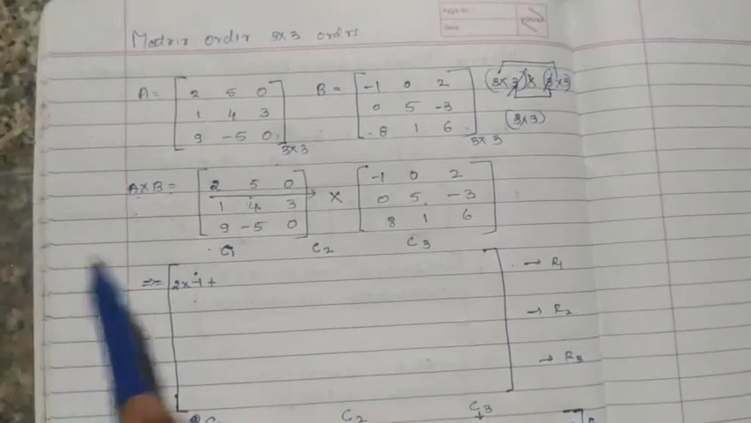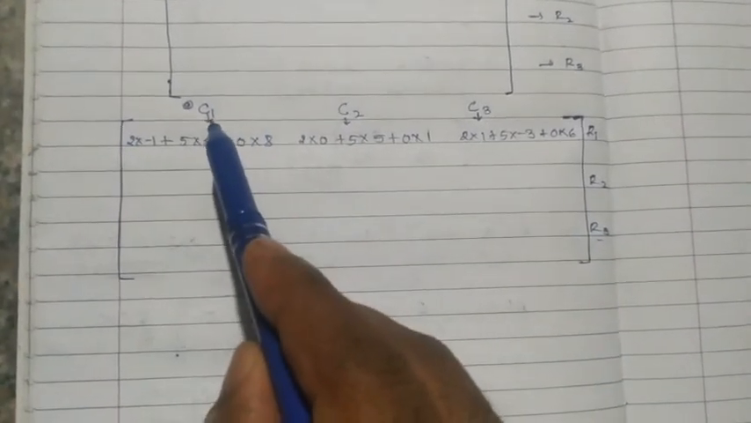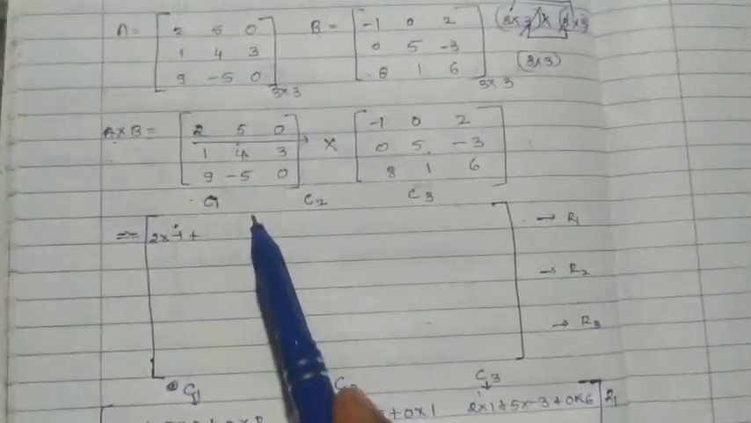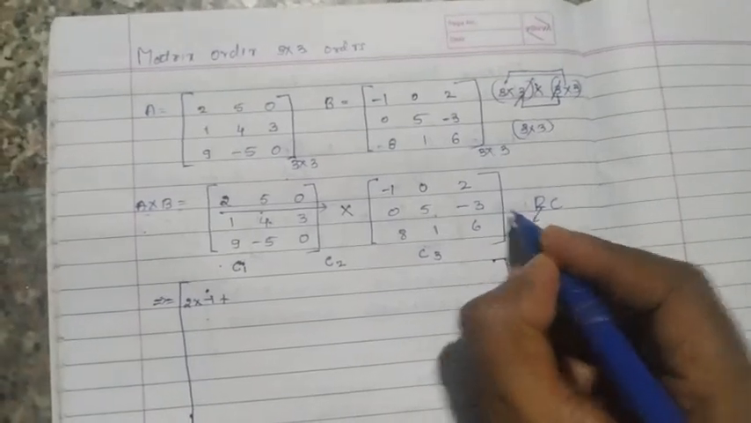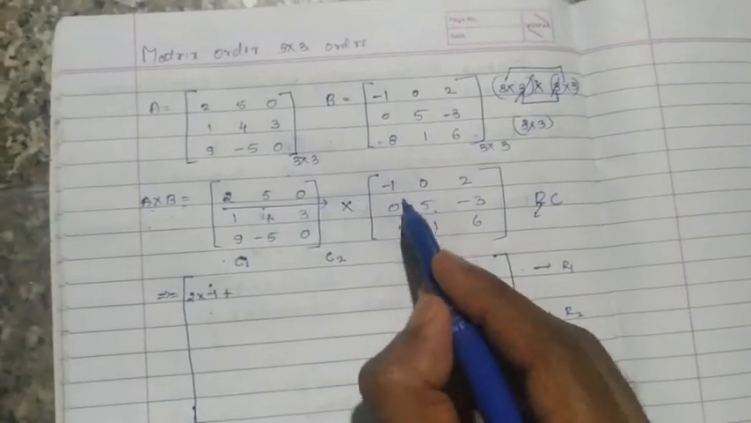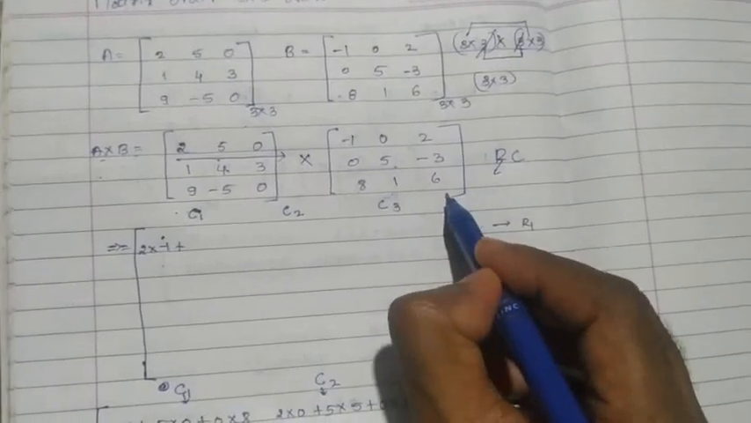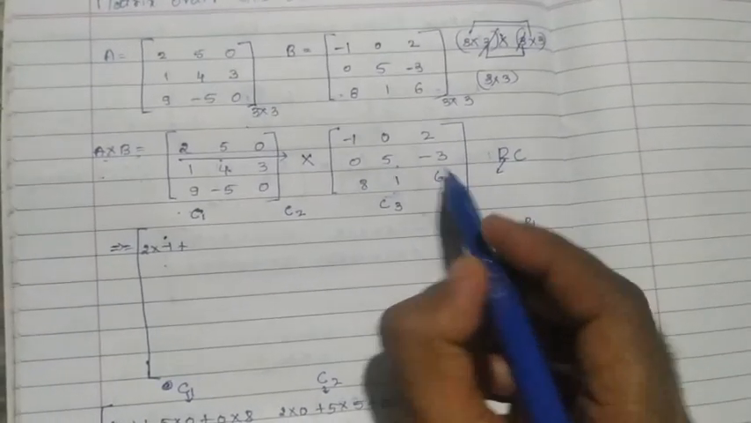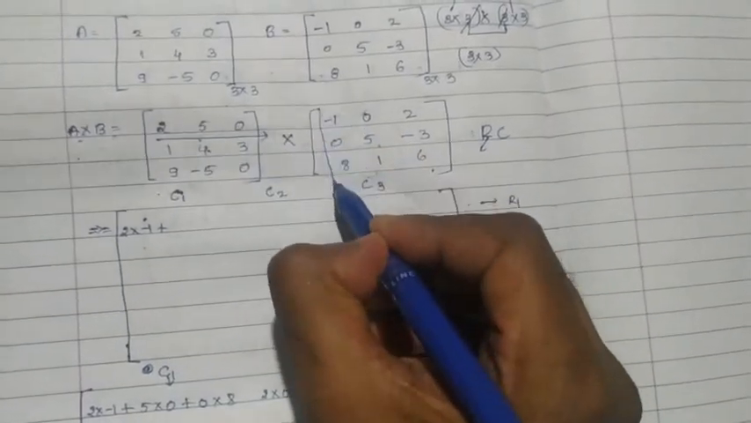At the last, how many rows and how many columns are we getting? There are 3 rows, 1, 2, 3 rows have been written here. 3 columns means 1, 2, 3, I have written here. Okay. That is the first. Already we have to follow the RC method here. The rows from the first matrix, columns from the second matrix. That is first row first column, first row second column, first row third column. That ends here. That is first row, first column multiplication we have to do here.